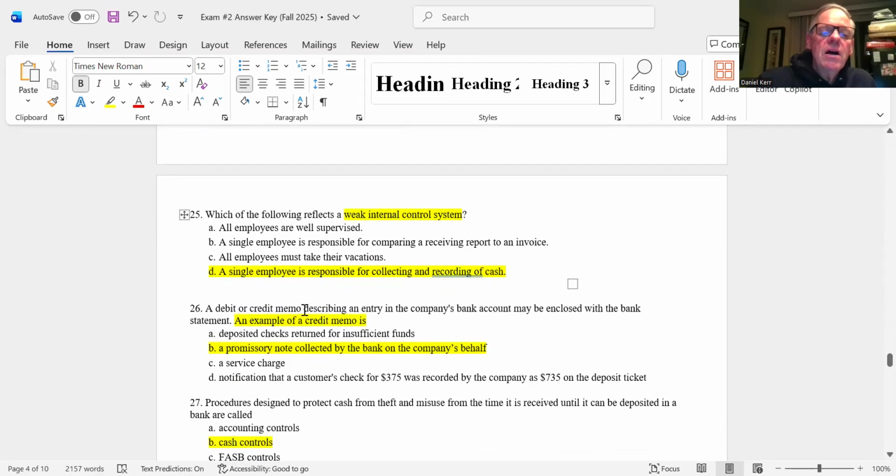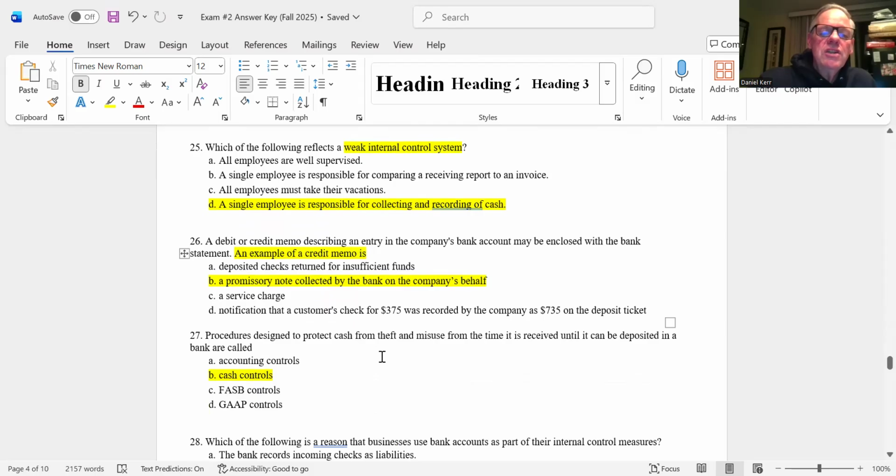26, a debit or credit memo describing an entry in the bank's account may be enclosed with the bank statement. An example of a credit memo is when the bank puts money into our account. So A, the bank is taking money out of our account. C, they're taking money out of our account. D, they're taking money out of our account. Those will all be debit memorandums. The only one that's a credit memorandum there is B.